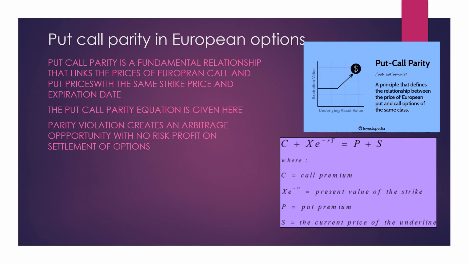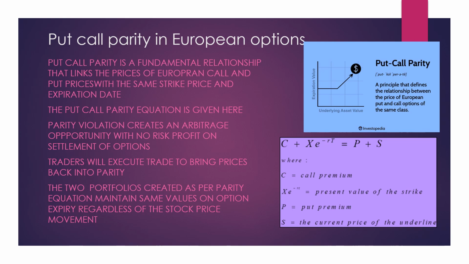Now, parity violation creates an arbitrage opportunity with no risk profit on settlement of the options. Traders will execute trades to bring prices back into parity. The two portfolios created as per parity equation maintain same values on the option expiry regardless of the stock price movement.